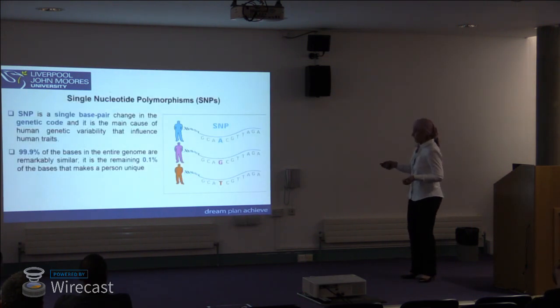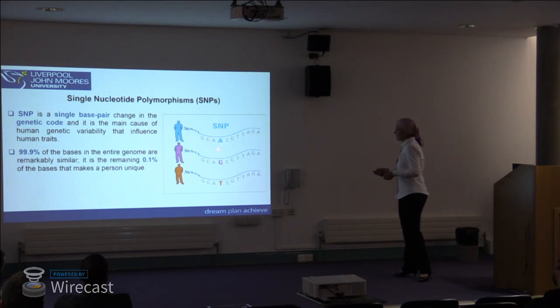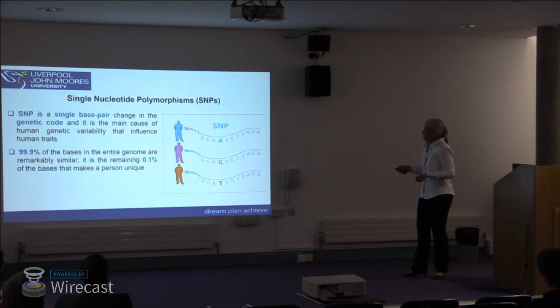Basically, as I said, the DNA consists of a long string of these letters. And here, if you see, it's all the same. It's similar. Just this position is a little bit different. So this is what is called the SNP, and the SNP is basically a single base pair that is changing in the genetic code, and it's the main cause of the genetic variation.